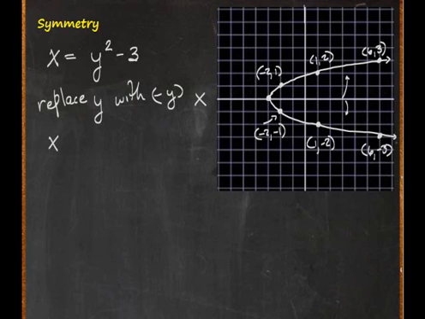So we have x is equal to negative y squared minus 3. A negative y squared would be y squared minus 3. And because this is the same thing as x, then you have symmetry to the x-axis. And that's all there is to finding symmetry around the x-axis.